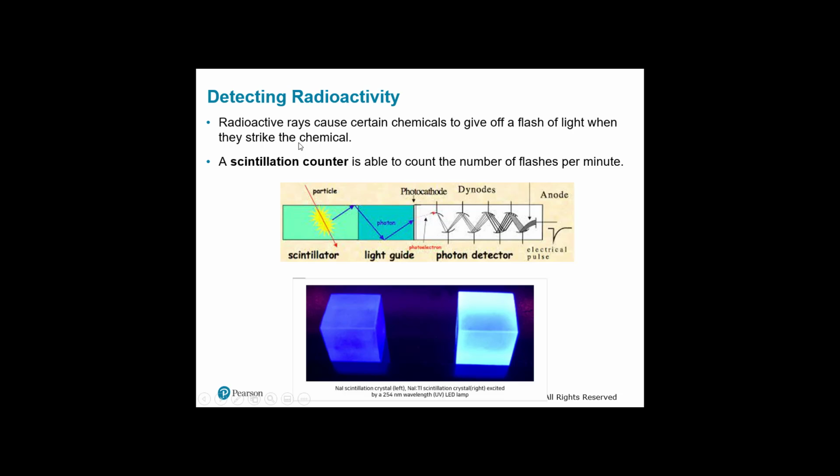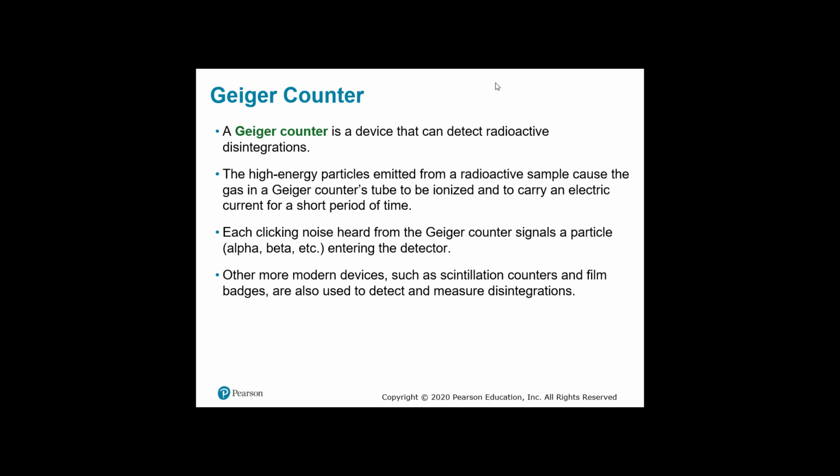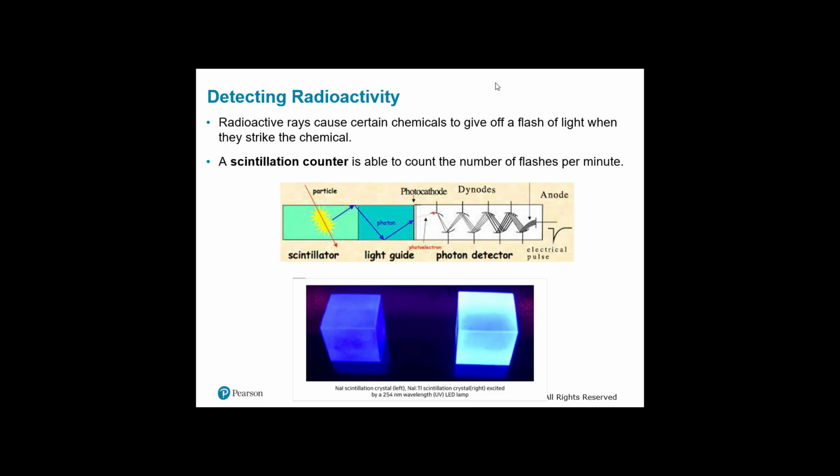Okay, detecting radioactivity. Another one is, I know I'm not going to say this right, I tried to practice this, the scintillation counter. It's referred to right here, where it tells you that these can be used to detect and measure disintegrations. It's able to count the number of flashes per minute. Your book didn't really give anything on it, so I found this online, and I found it really interesting what the crystal is, and what it actually looks like when it is excited.